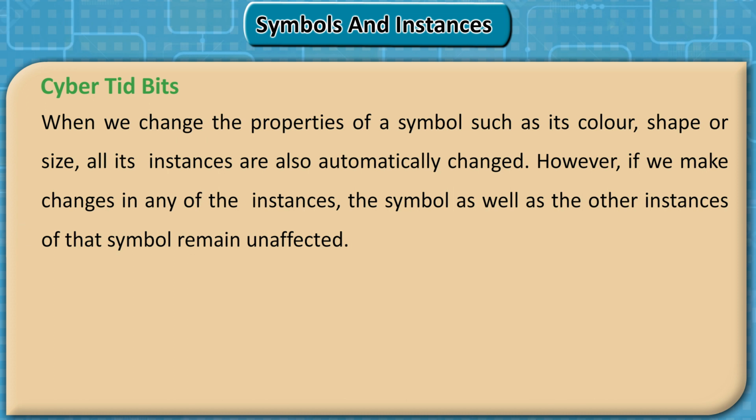Cyber tidbits. When we change the properties of a symbol such as its color, shape or size, all its instances are also automatically changed. However, if we make changes in any of the instances, the symbol as well as the other instances of that symbol remain unaffected.